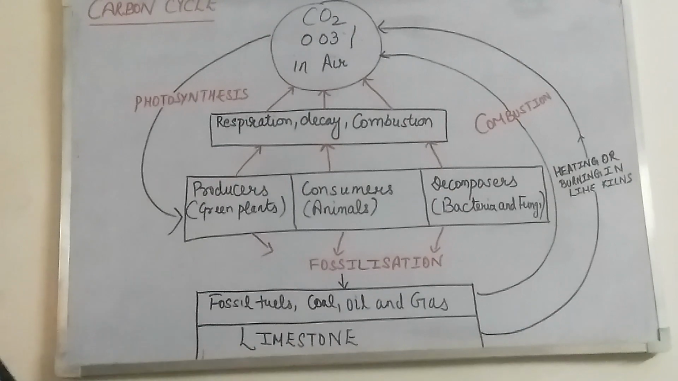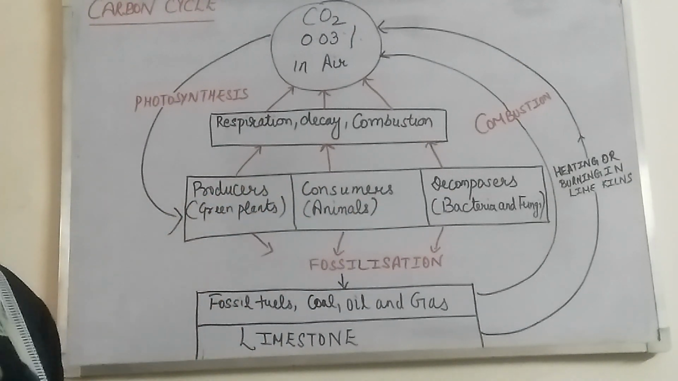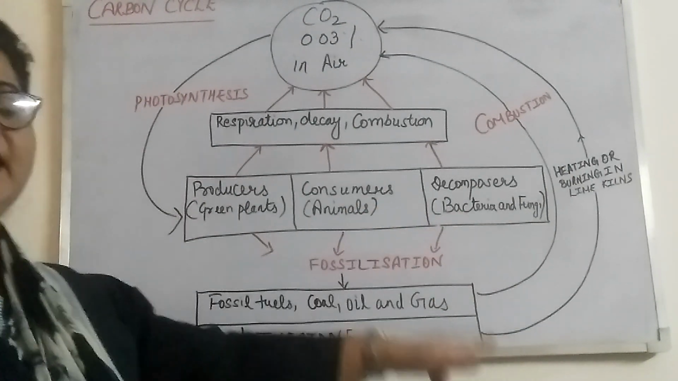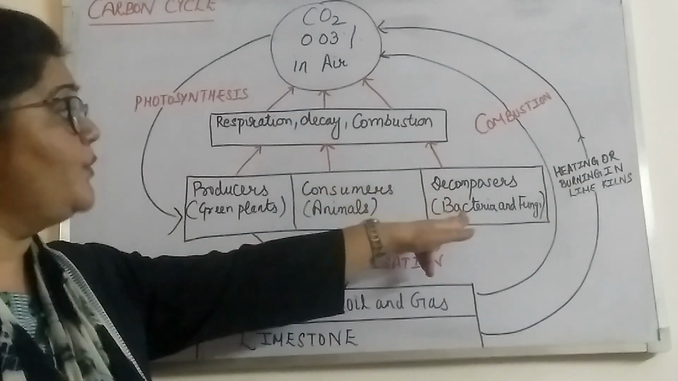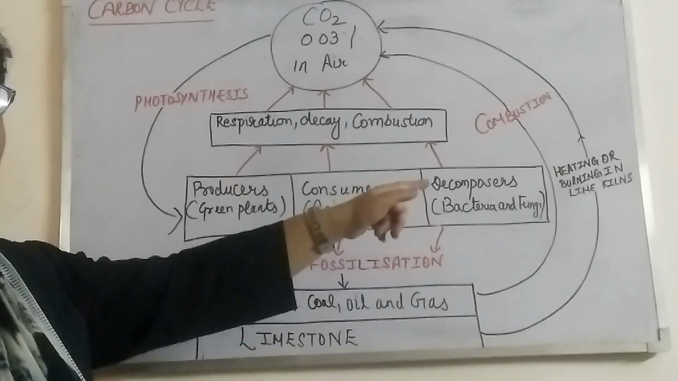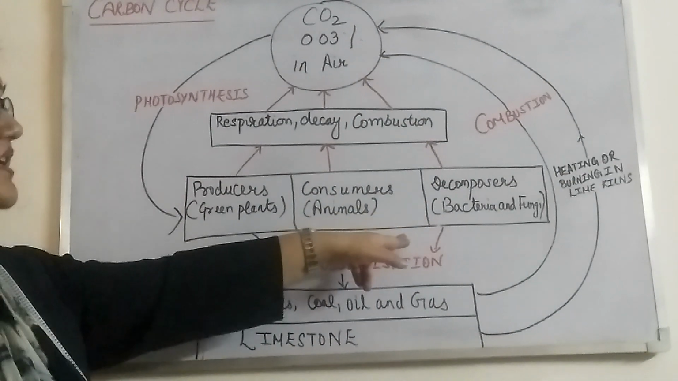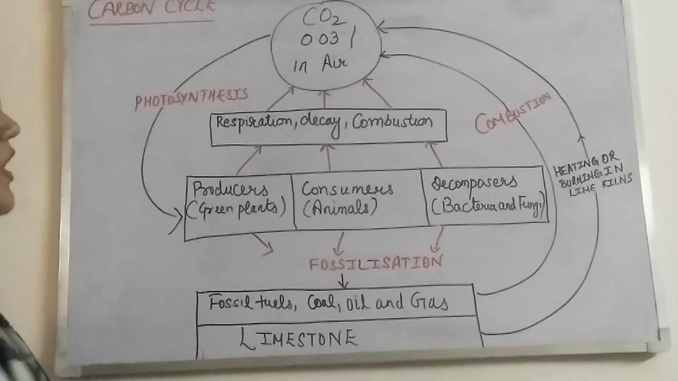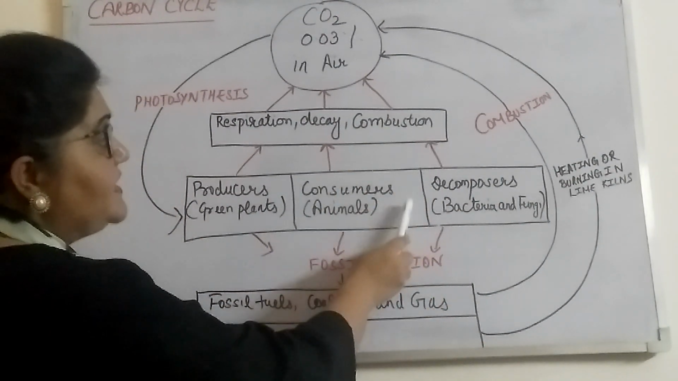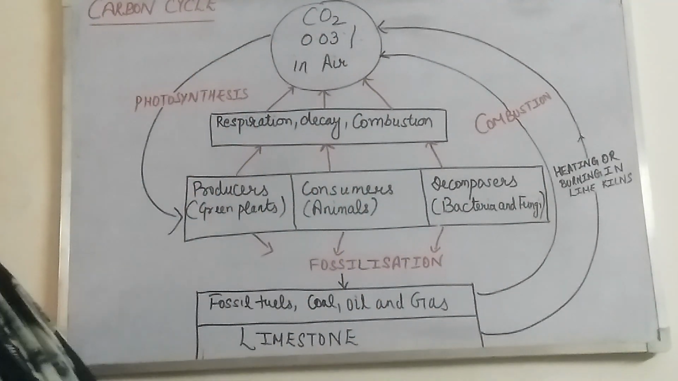Then next, decomposers. When green plants or animals die, they are decomposed by decomposers, bacteria and fungi. They decay and are decomposed by bacteria and fungi. When they are decomposed, they are oxidized into the element known as carbon. So these decomposers are also very helpful in giving back the carbon element into the air.